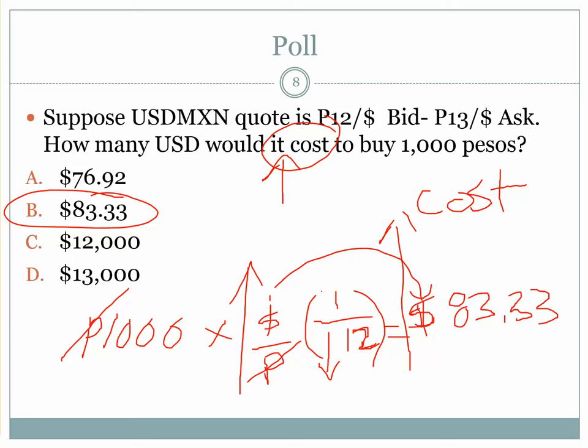So here's another example where you have to flip an exchange rate. Suppose the peso price of $1 is 12 bid, 13 ask. How many dollars would it cost to buy 1,000 pesos? Since we're saying cost, we know it's going to be a high number. So I'll set up my problem: 1,000 pesos times a dollar per peso exchange rate equals dollars. Pesos will cancel out. Since I'm talking about cost, cost is going to be high. So I need the high dollar per peso exchange rate, which is actually 1 over the low peso per dollar exchange rate. So I knew to use 1 over 12, not 1 over 13, because 1 over 13 is a lower value.